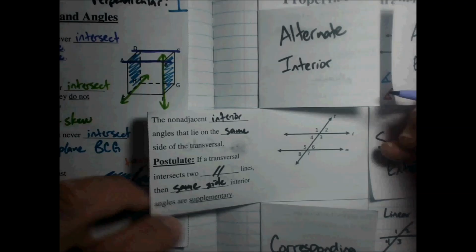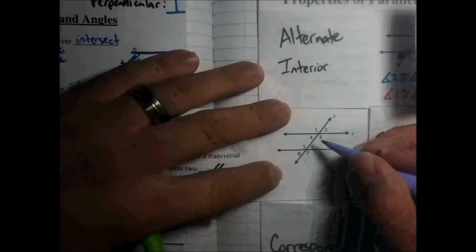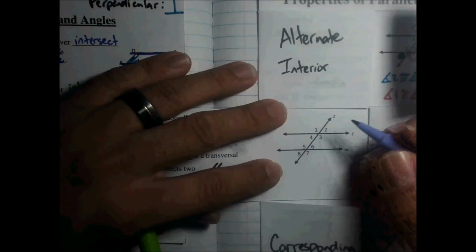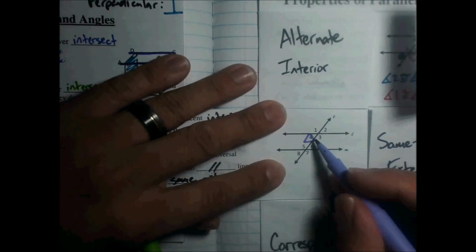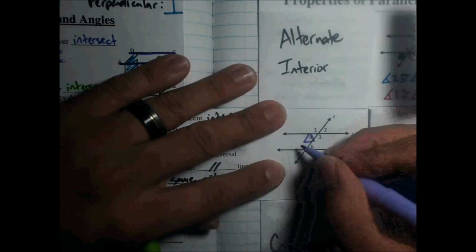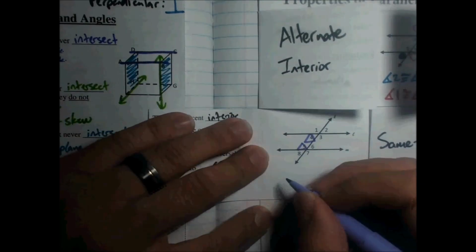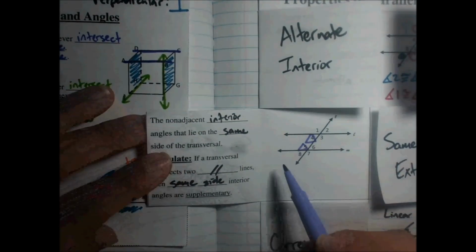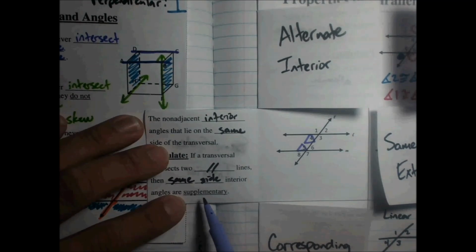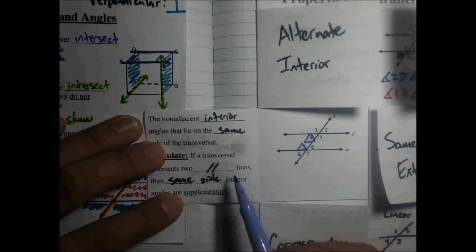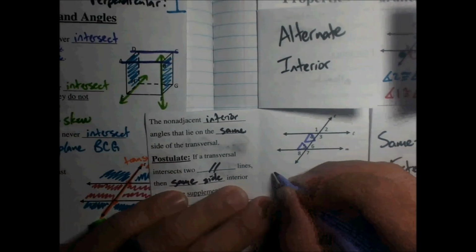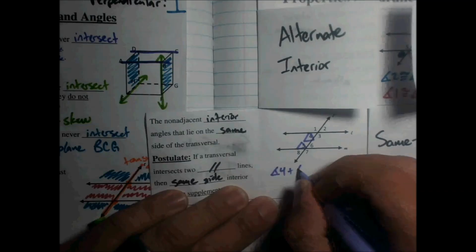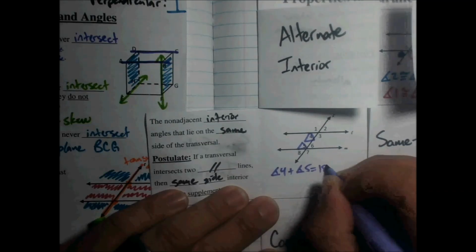Alright. But here's the difference though. Here it says they're supplementary, so watch out for that, right? If they're on the same side, they add up to 180. So angle 4 plus angle 5 is equal to 180 degrees. Alright, so that's the key word there. Whereas 3 and 6 is the other pair. But same idea, angle 3 plus angle 6 is equal to 180. Right.